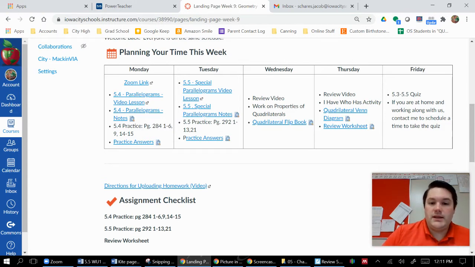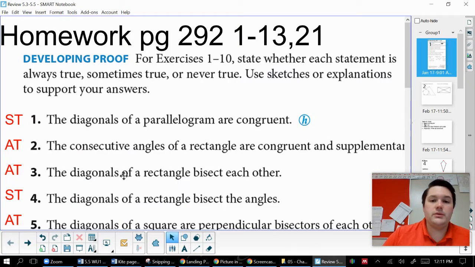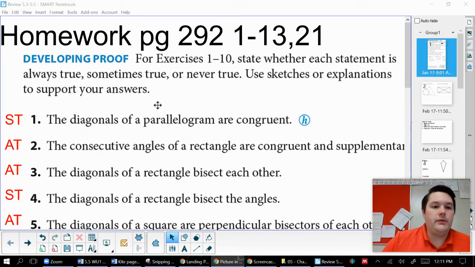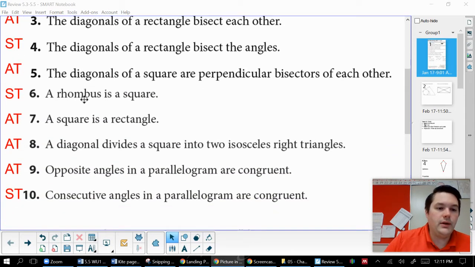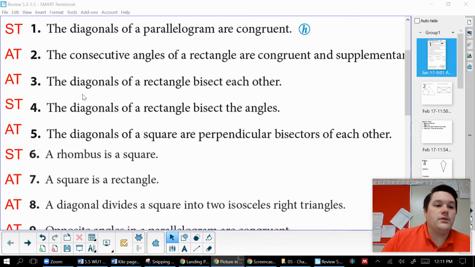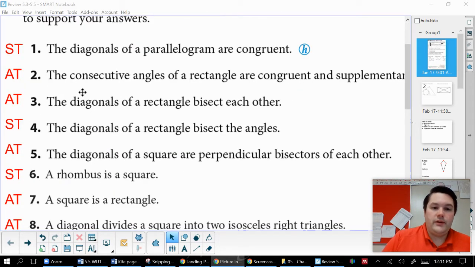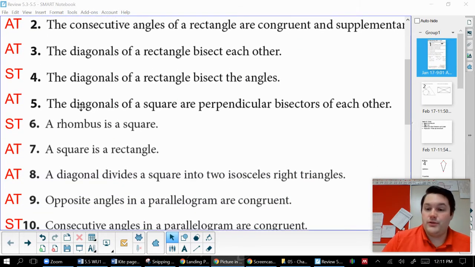So today, the first day, Wednesday, we'll take a look at the homework. If you had any questions, we'll take a look at those answers. They were posted on the Canvas page as well. Those are the always true, sometimes true, never true questions. One thing you'll notice is that none of them are never true.